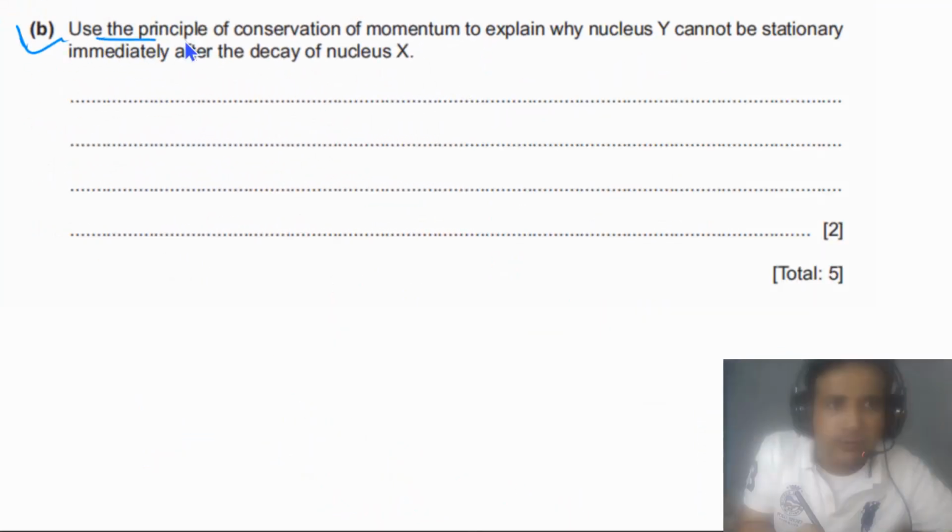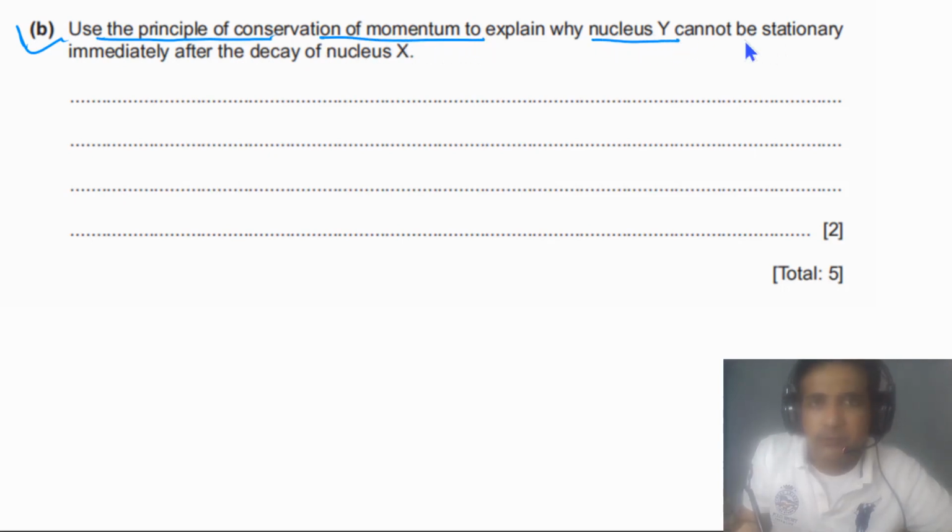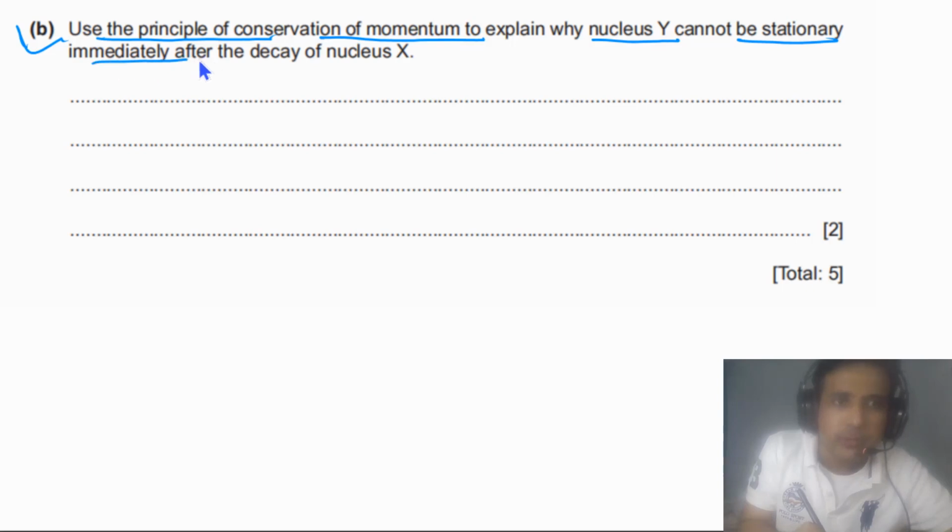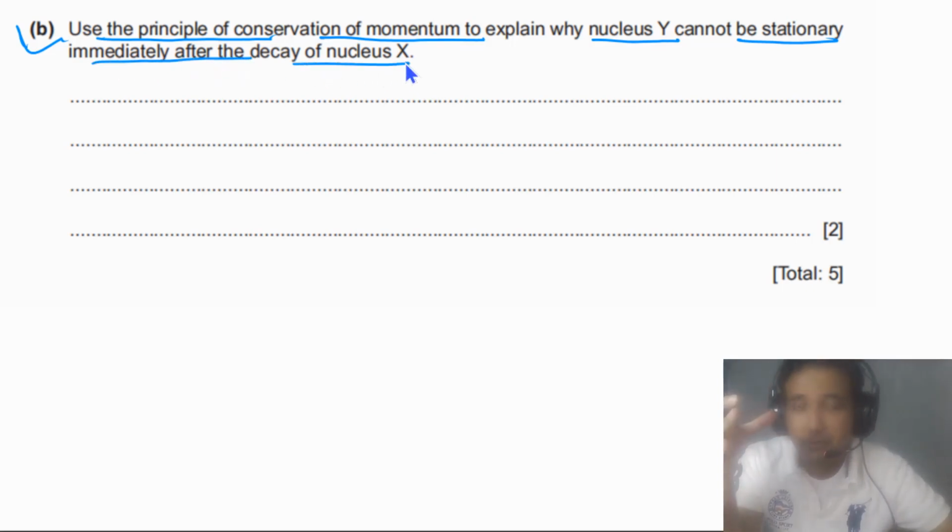Part B says use the principle of conservation of momentum to explain why nucleus Y cannot be stationary immediately after the decay of nucleus X. A typical type of question, you will see this question in many past papers. So try to master how to approach this type of problem.